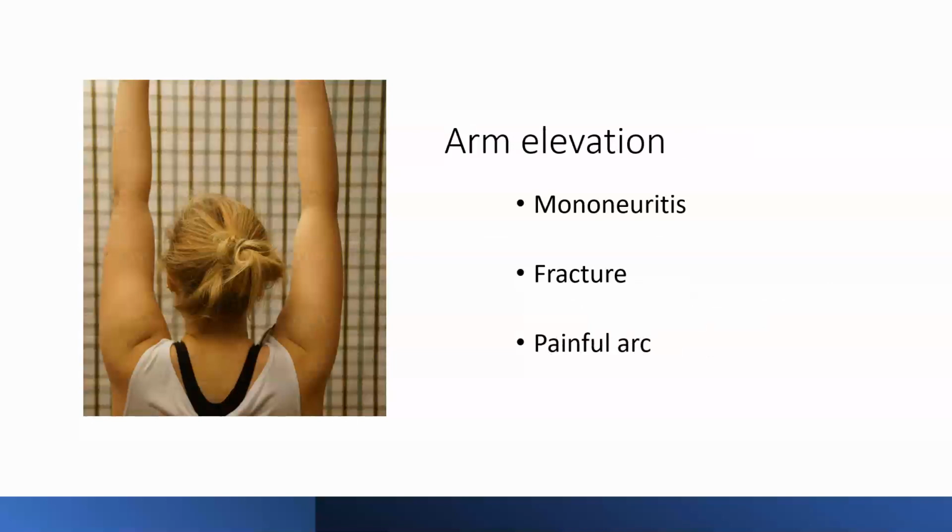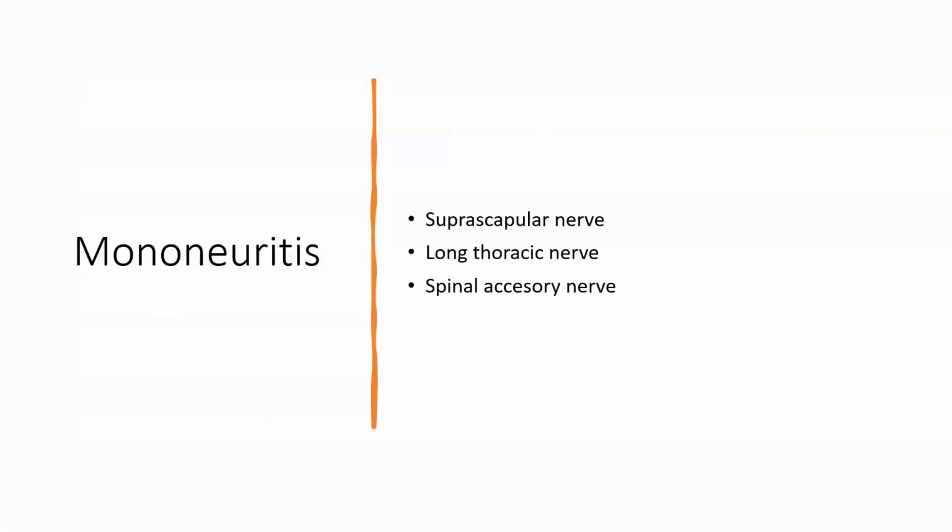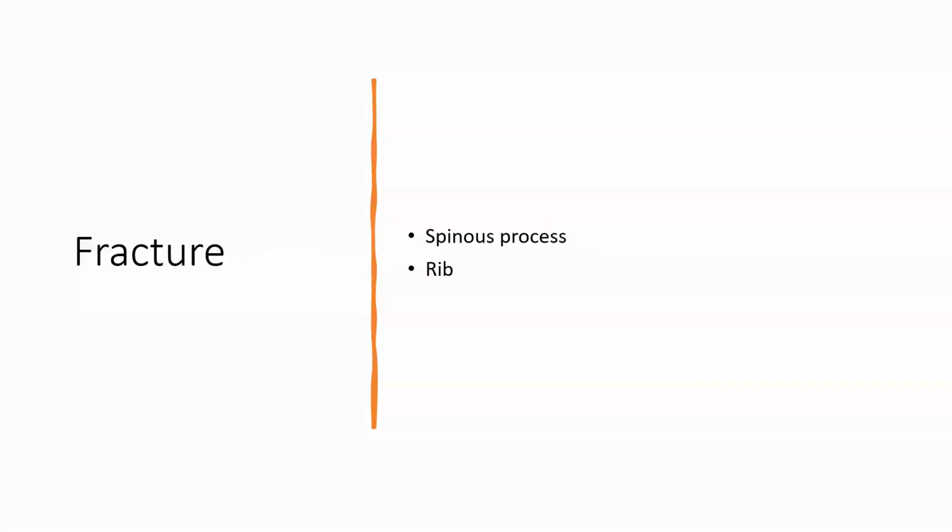We did an arm elevation, and there are numerous reasons for pain on the arm elevation or limitation. For instance, we talked about mononeuritis, about fracture, about painful arc, and more specifically mononeuritis. I refer to the lectures on weakness on resisted test in the shoulder. We talk about suprascapular nerve, the long thoracic nerve, the spinal accessory nerve. We have the typical story of the mononeuritis, but I refer to the other lectures.